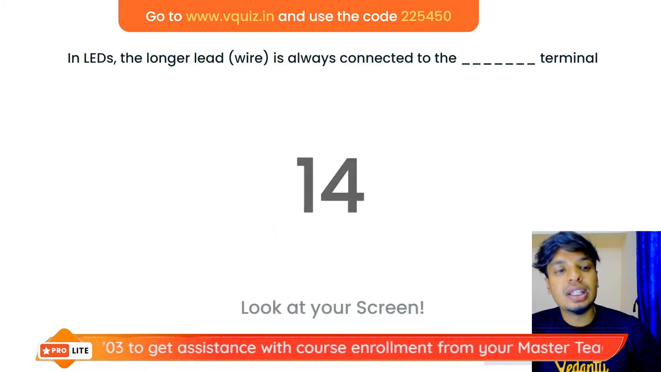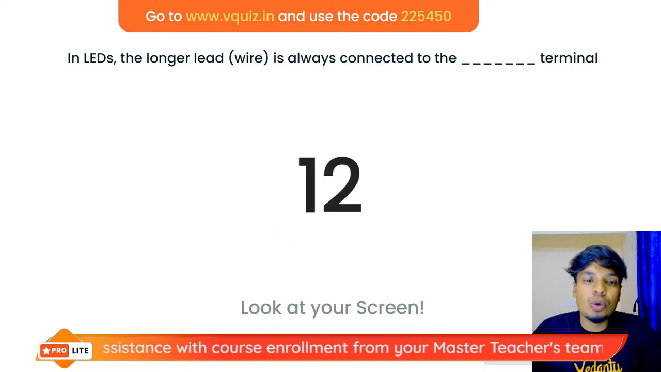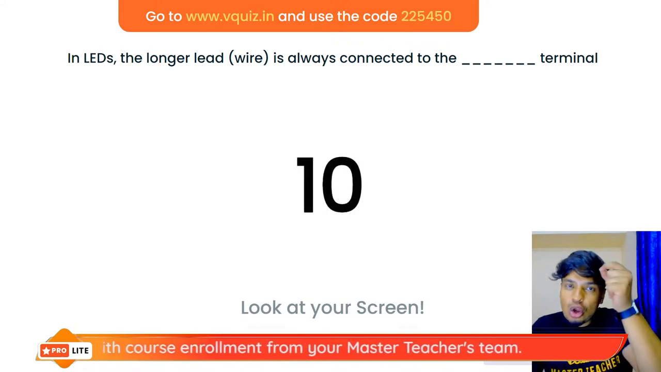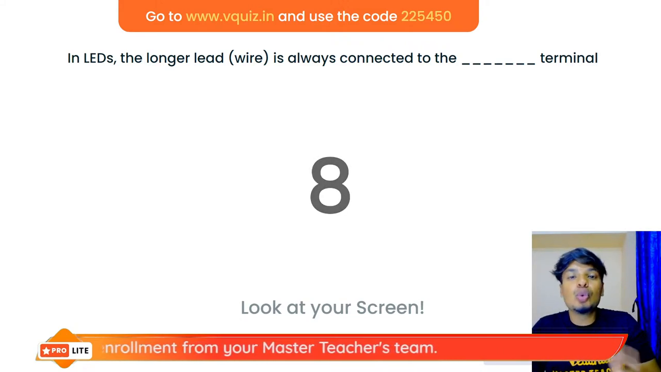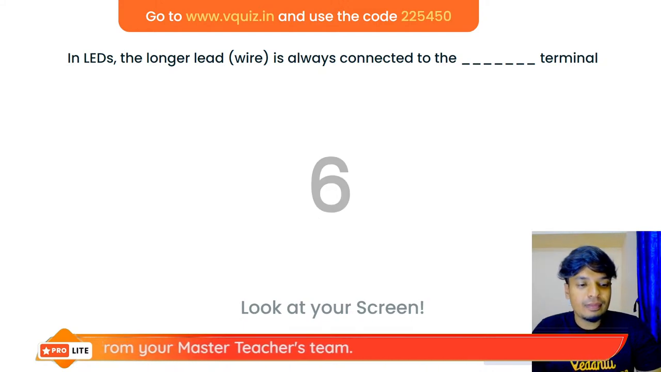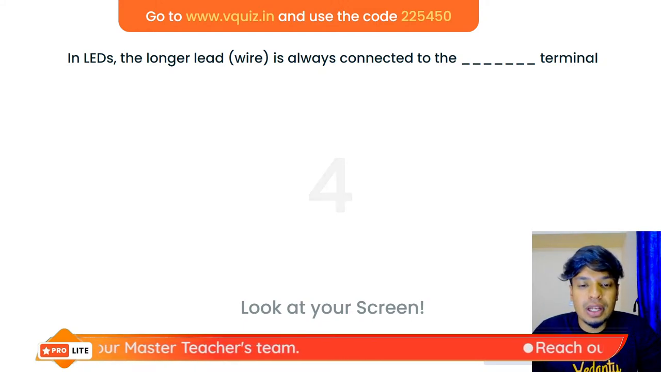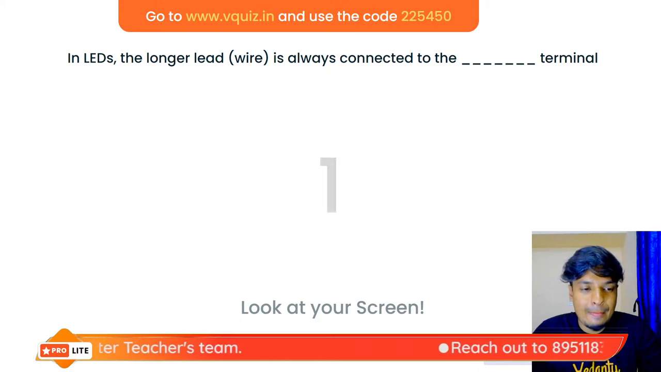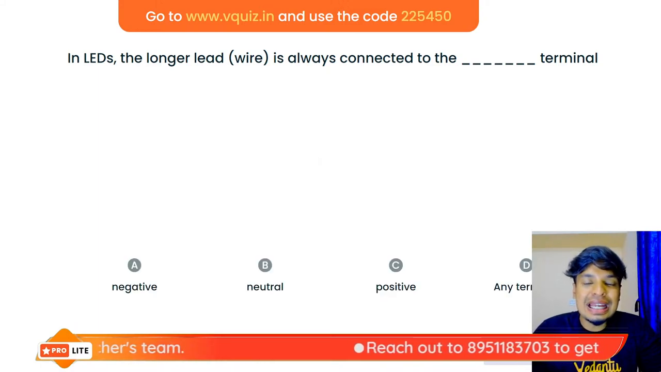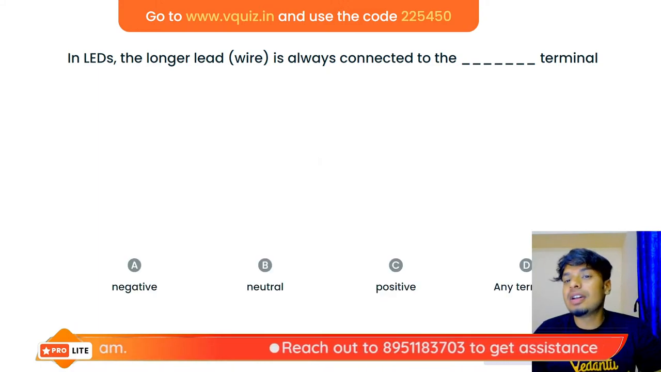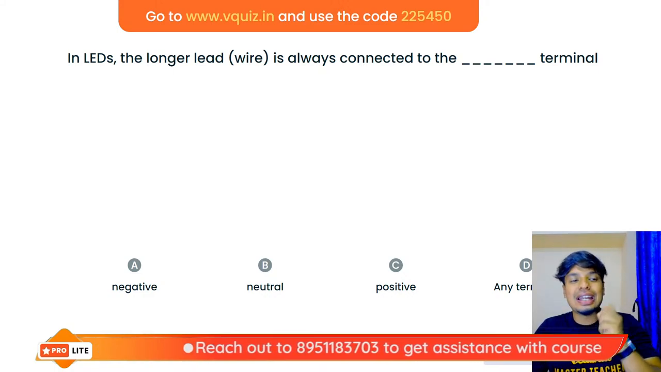In LEDs or light emitting diodes, the longer lead, that is the longer wire, is always connected to which terminal? It's connected to which terminal, guys? Negative, neutral, positive, any terminal. The longer lead is always connected to which terminal?